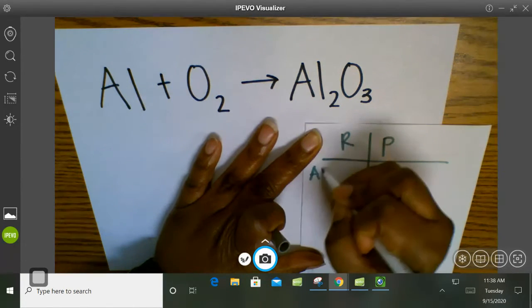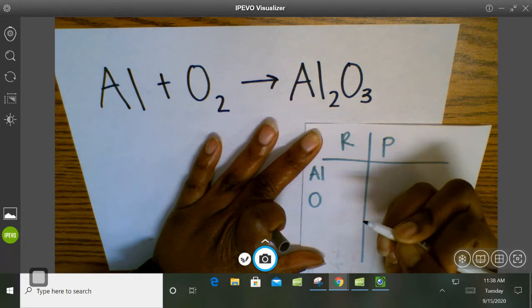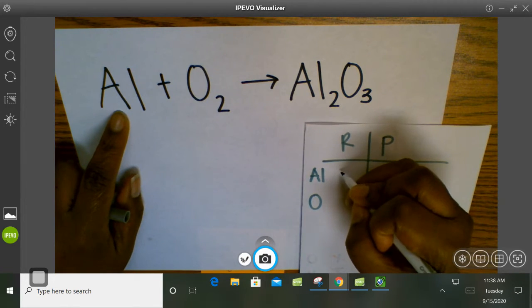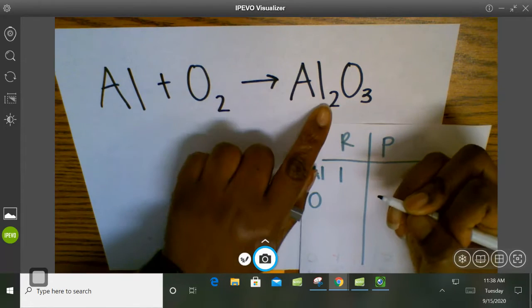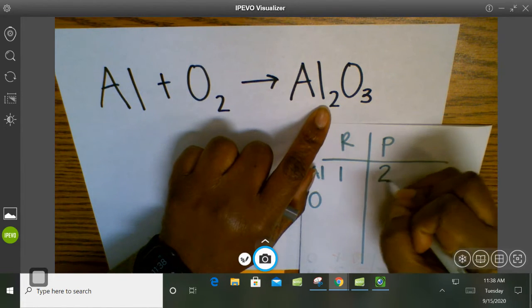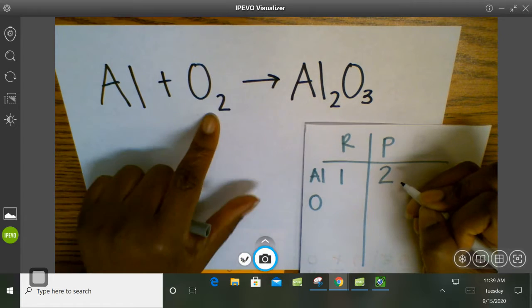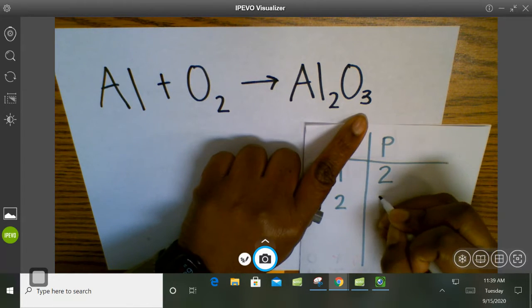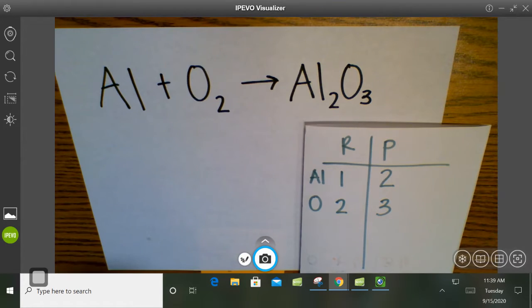So we have aluminum and we have oxygen. I'm going to count how many aluminum atoms I have over here. There's one. And then I have two aluminum atoms on the other side. There's two oxygens here, and there's three oxygens over here. All right, so when I look at this, there's nothing here that's balanced.